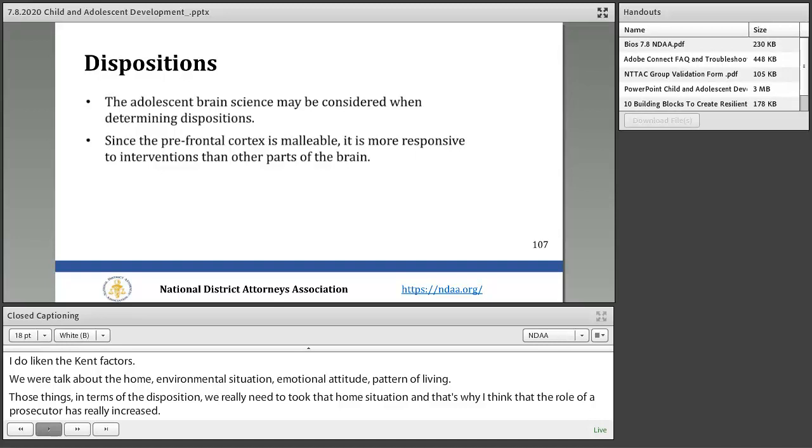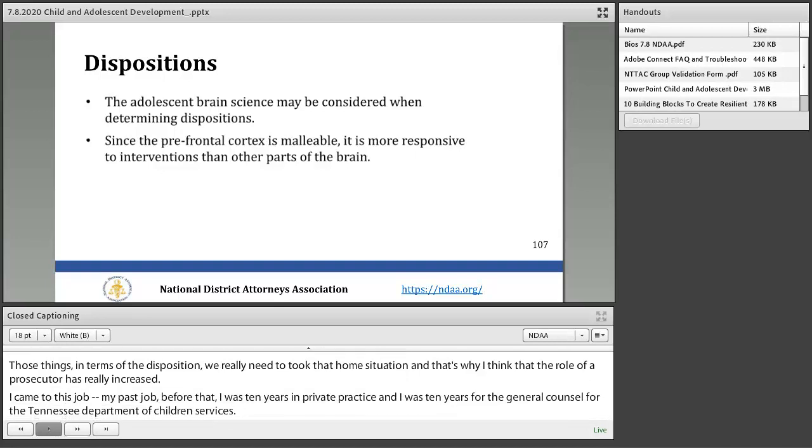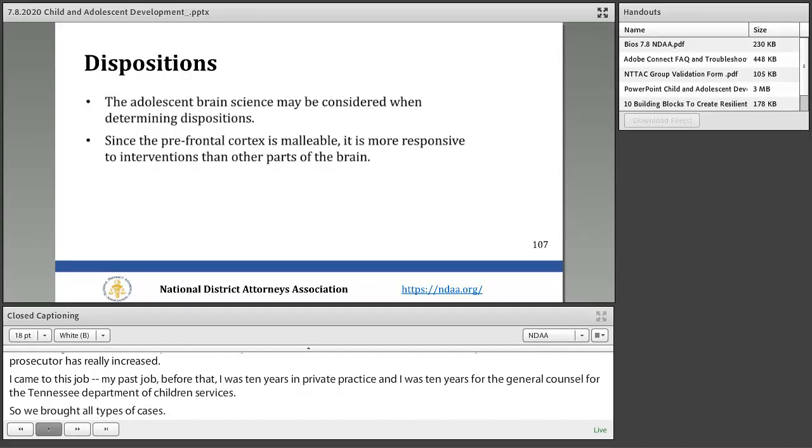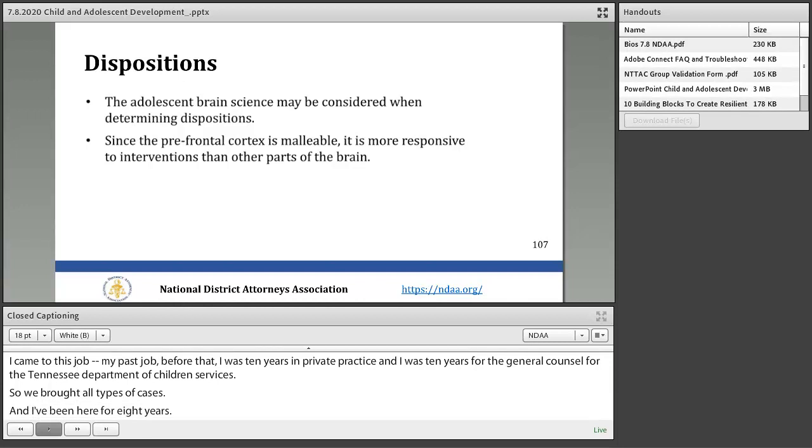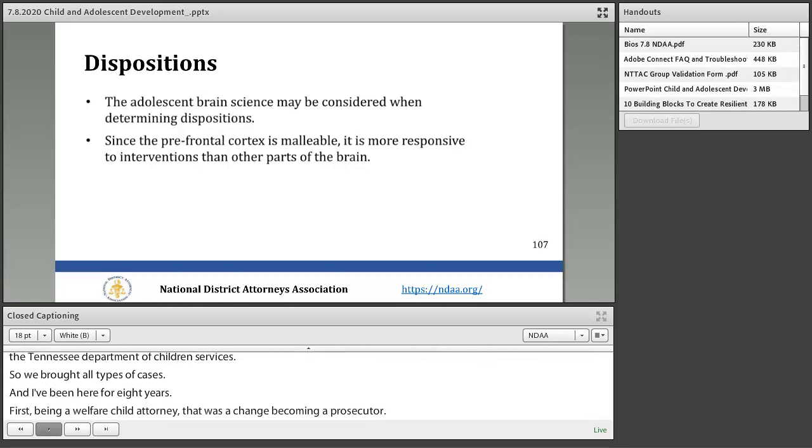I came to this job, my job before that, I was 10 years in private practice, and then I was about 10 years as the general counsel for our Tennessee Department of Children's Services. So we brought all the civil child abuse cases at juvenile court, and now I've been here for 8 years. And at first, being a neglect dependency child welfare attorney was a bit of a change to becoming a prosecutor, and some of you may have been full-time prosecutors all your career.